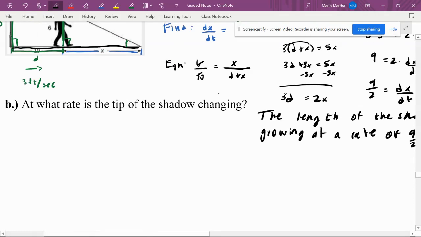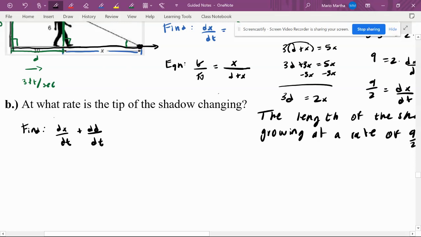So we have, at what rate is the tip of the shadow changing? So in this case, we want to know how fast is dx over dt plus dd over dt changing. So we want to know how fast is this entire shadow changing, all right? So we need to find dx over dt plus dd over dt. Okay, so that's what we need to find. We need to find how fast this is moving forward.